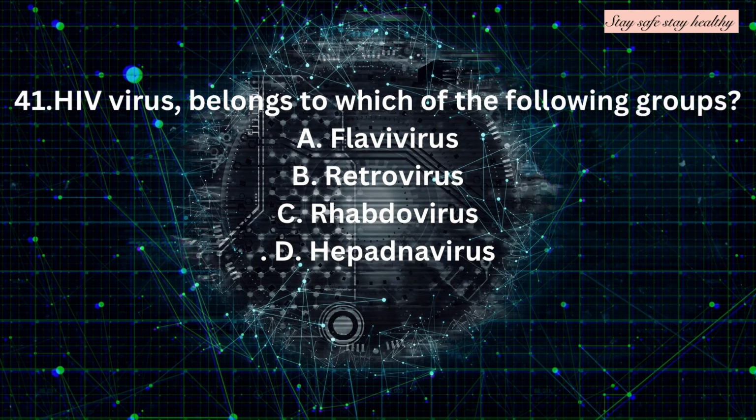HIV virus belongs to which of the following groups? A. Flavivirus, B. Retrovirus, C. Rhabdovirus, D. Hepadnavirus. Have you guessed? Yes, it is B. Retrovirus. HIV belongs to the retrovirus group of viruses because it uses RNA to encode its genetic information.